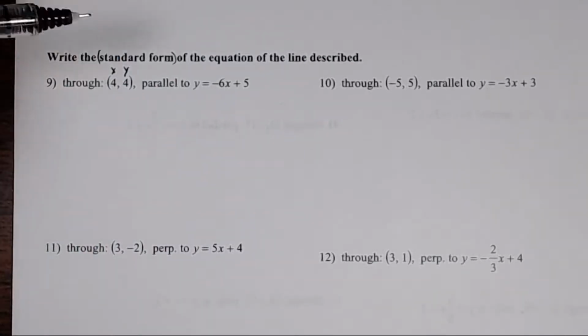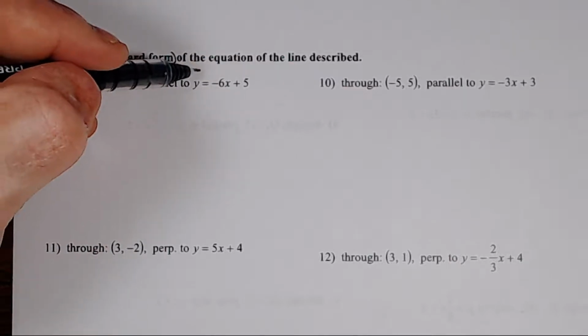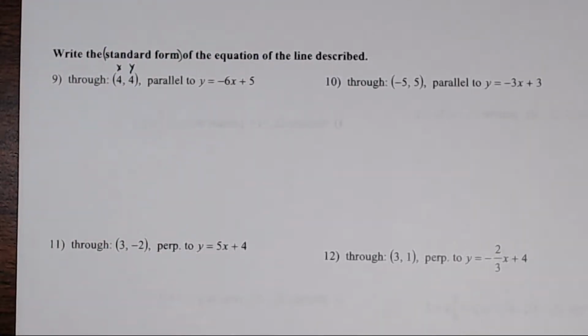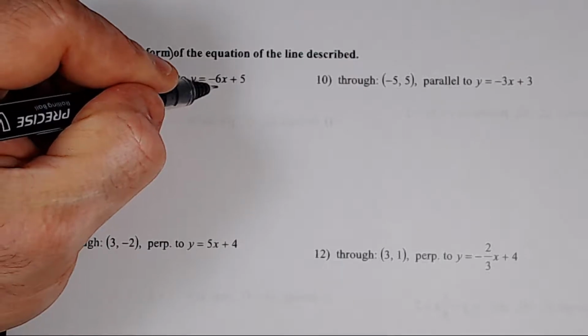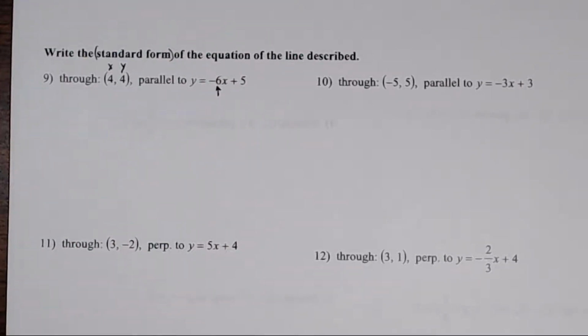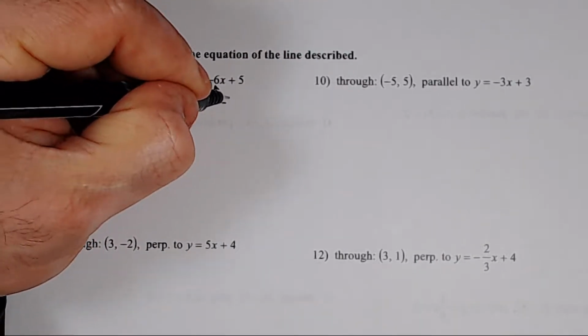All right, when I'm drawing a line that is parallel to another line, what aspect of the original equation remains the same? The slope. Very good. So first I've got to identify the slope. Somebody tell me what the slope is. Negative 6. Very good. So m equals negative 6.